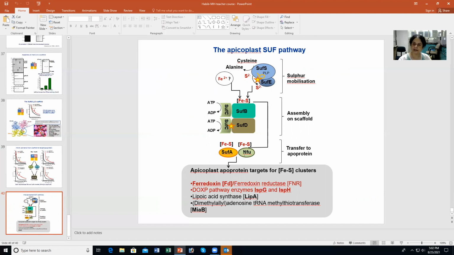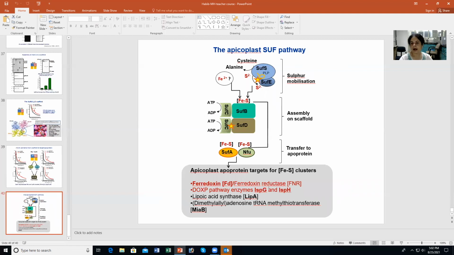The next is the transfer, and then you have transfer of the 4Fe4S cluster through SufE or NFU onto target proteins. One very interesting thing is here. What are the target proteins for the iron-sulfur cluster in the apicoplast of the malaria parasite? You have ferredoxin and ferredoxin reductase. These are the target. You have DOXP pathway enzymes. Remember, I talked about the isoprenoid biosynthesis pathway.